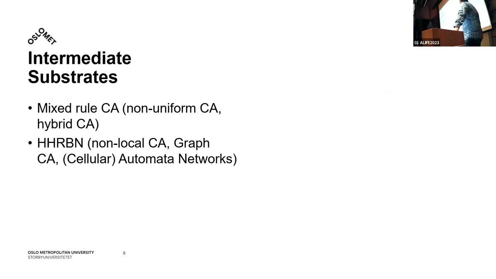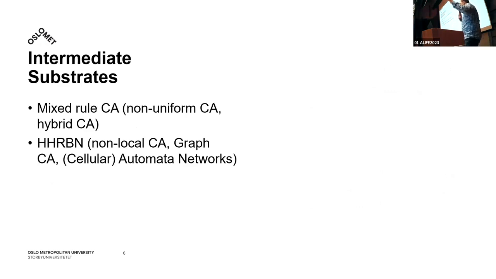Okay, so what about intermediate substrates? Well, it turns out that there are a lot of names here. People use a lot of different names, which makes things confusing. But as I said, there are two main differences between RBNs and cellular automata, so naturally there'll be two natural intermediate substrates. One where you just mix the rules, where every cell has a different rule, sometimes called non-uniform CA or hybrid CA. I'm not talking about that a lot today, but the other one is more relevant, which I call homogeneous RBN.